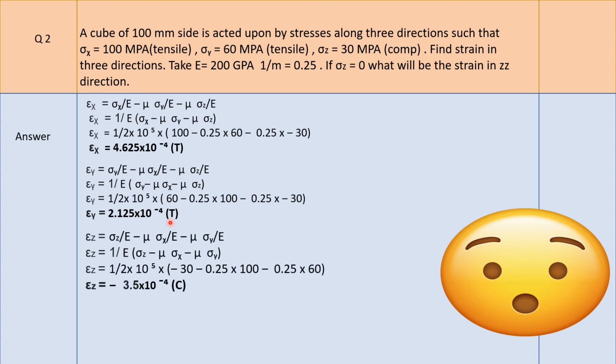Then let us calculate strain in z direction, epsilon z. Again it is sigma z upon E minus mu sigma x divided by E minus mu sigma y upon E. Take out 1 upon E common, so it is 1 upon E into bracket sigma z minus mu sigma x minus mu sigma y bracket close. Substitute the values: 1 divided by 2 into 10 raised to 5 into bracket open, now sigma z is compressive, so minus 30, minus 0.25 into sigma x, which is 100, minus 0.25 into sigma y, which is 60.